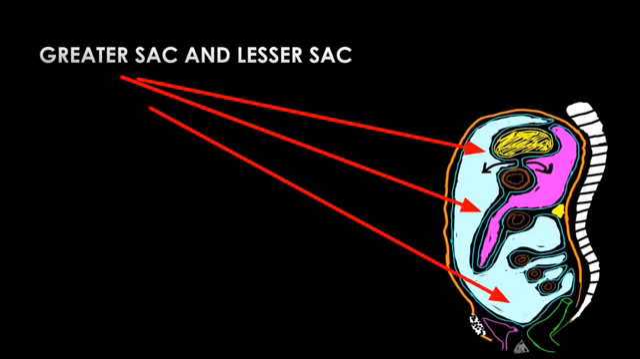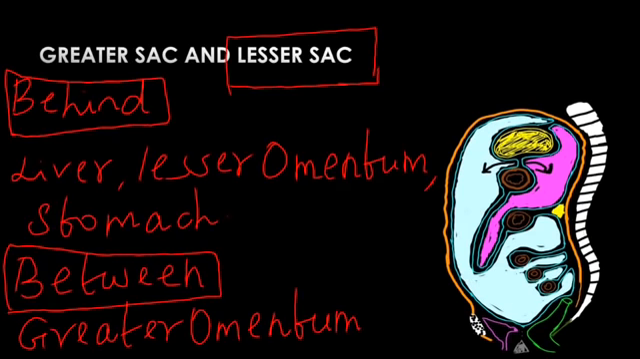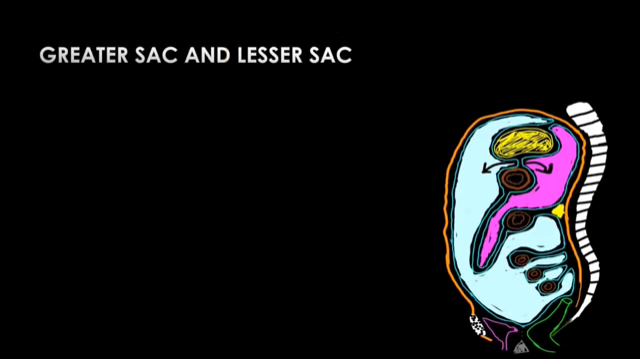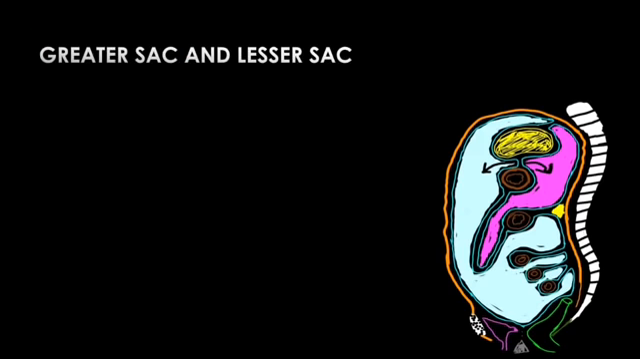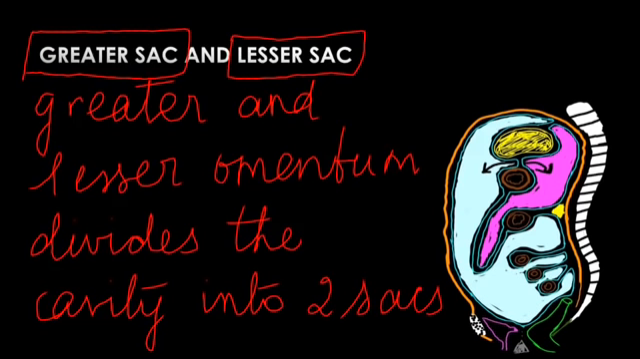To repeat, the space which is present behind the liver, the lesser omentum, the stomach, and the space enclosed within the layers of the greater omentum will be termed as the lesser sac, and the other part of the peritoneal cavity which is greater in size will be termed as the greater sac. Thus, the peritoneal cavity will now be reduced into two important sacs by the development of the omentum, that is the greater and the lesser omentum, and that is called as the greater sac and the lesser sac.